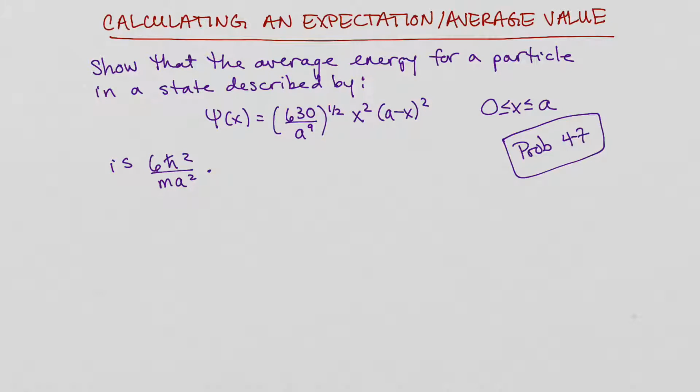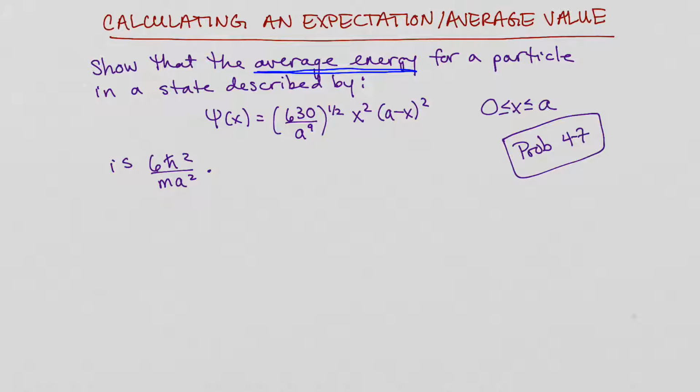So we're going to show that the average energy for a particle in a state described by this wave function here, with the limits of x being between 0 and a, so essentially the same limits as our particle in a box, is 6 h bar squared over m a squared. Okay, so what should jump out at you when you read this problem is we're looking for the average energy. And when you see that, you should automatically know right away where to begin your work.